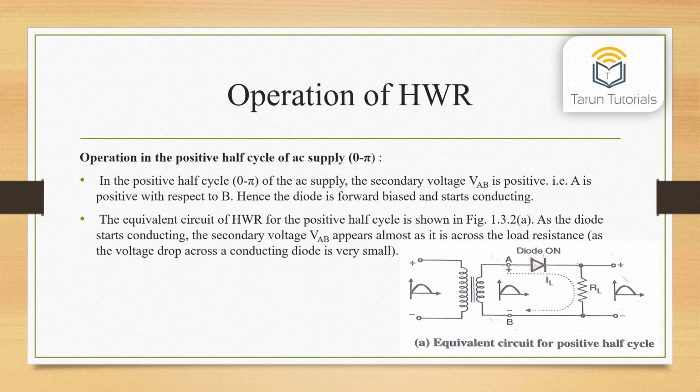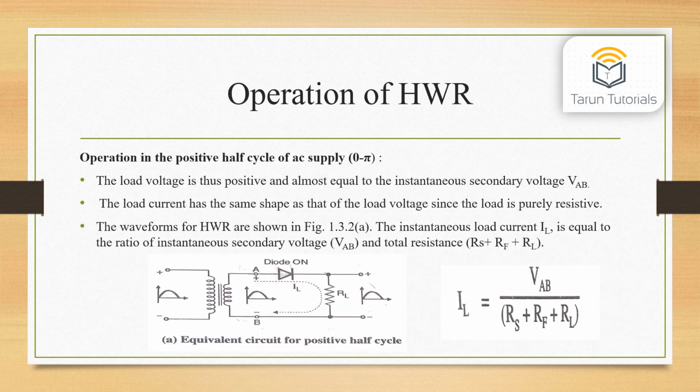As the diode starts conducting, the secondary voltage VAB appears almost as it is across the load resistance, as the voltage drop across a conducting diode is very small. The load voltage is thus positive and almost equal to the instantaneous secondary voltage VAB. The load current has the same shape as that of load voltage since the load is purely resistive. The waveforms of half-wave rectifier are shown in the figure. The instantaneous load current iL is equal to the ratio of instantaneous voltage VAB and total resistance RS plus RF plus RL. Therefore, iL is equal to VAB upon RS plus RF plus RL.